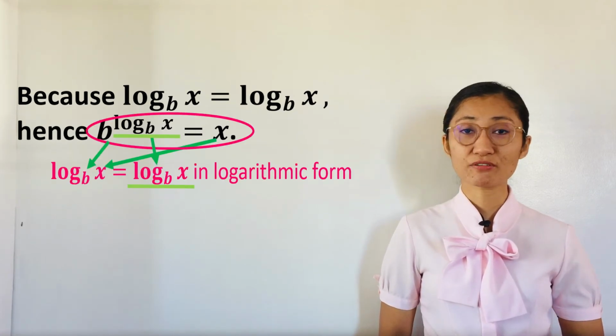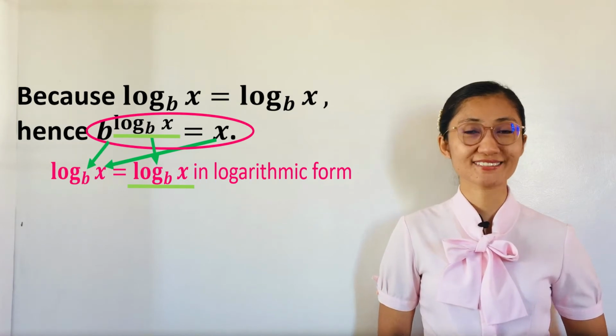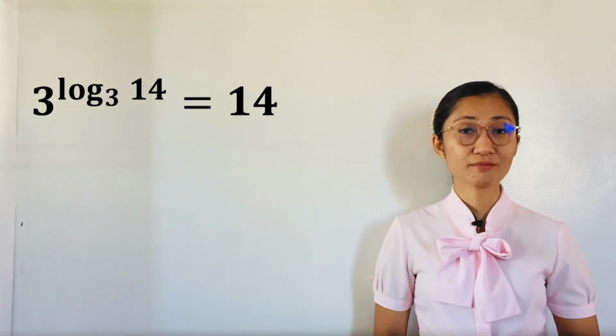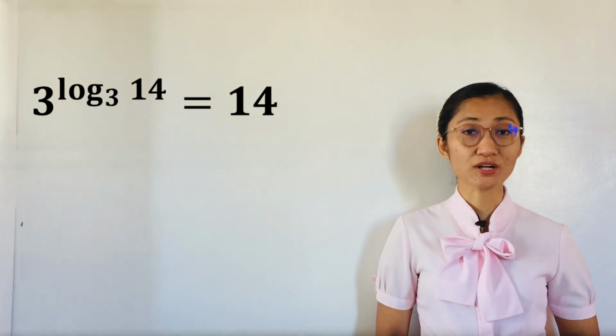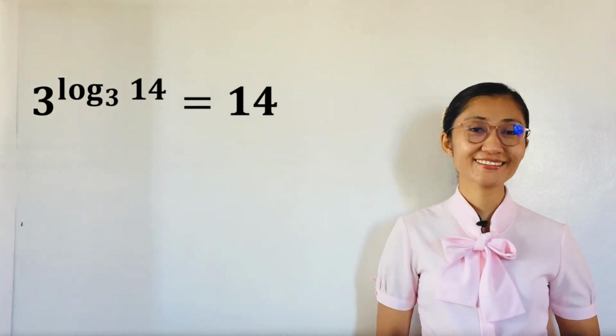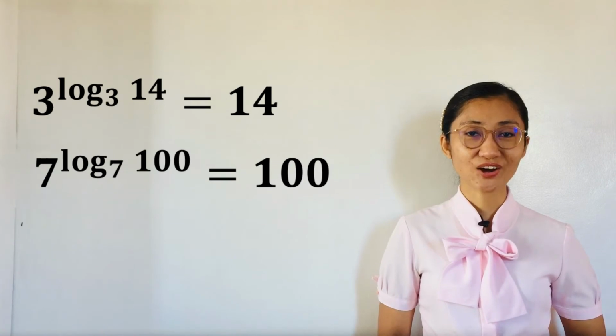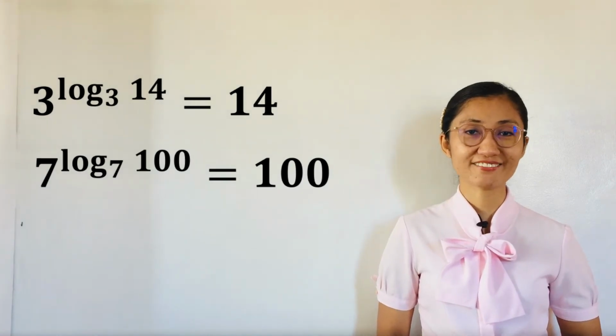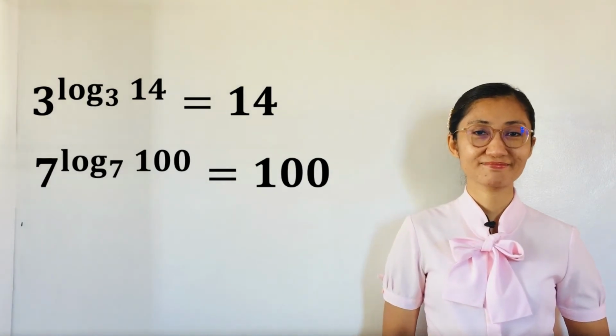And since logarithm of x to the base b equals logarithm of x to the base b, then b raised to the logarithm of x to the base b equals x. That is, 3 raised to the logarithm of 14 to the base 3 equals 14, and 7 raised to the logarithm of 100 to the base 7 equals 100.